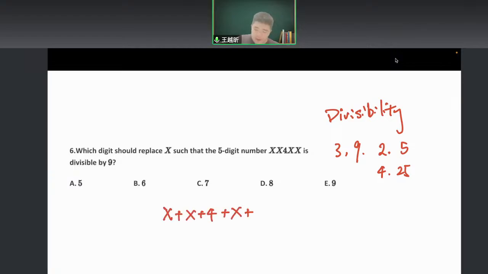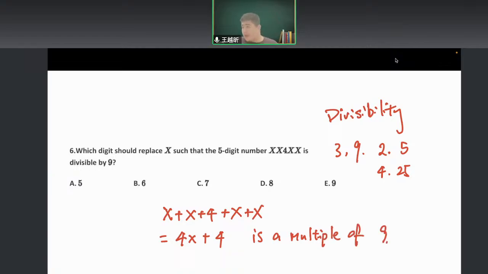If the sum of digits is a multiple of 9, then the 5-digit number is a multiple of 9. So for this question, that means 4x plus 4 is a multiple of 9. Yeah. Okay, Chloe said you don't know. It's okay. So that's why you need to look at here.